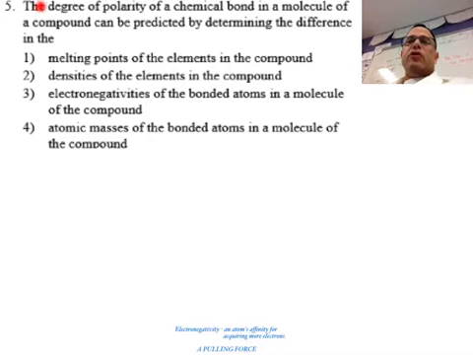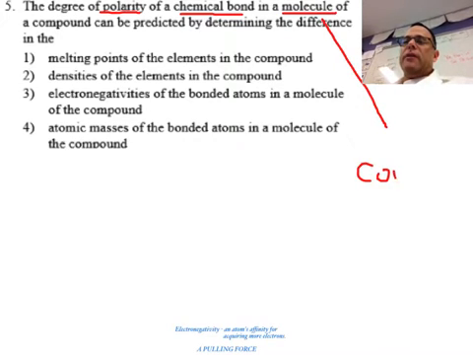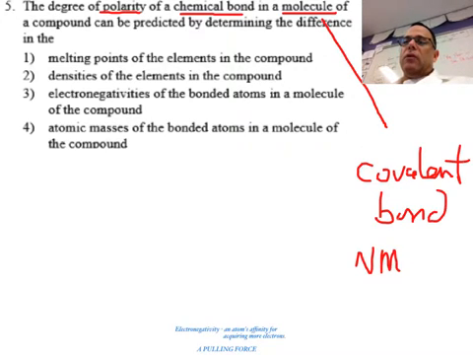Number 5, the degree of polarity of a chemical bond in a molecule of a compound can be predicted by determining the difference in... Well, let's look at a couple of buzzwords in here. One I see is a chemical bond, I see polarity, and molecule. Molecule, you must think covalent bond, which means a non-metal bonded to a non-metal. So, which one of these is true?